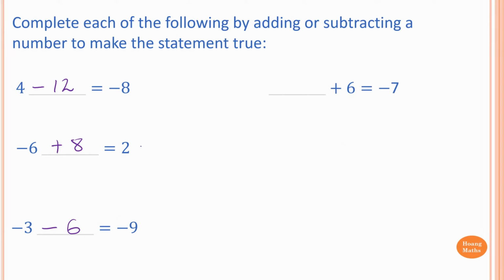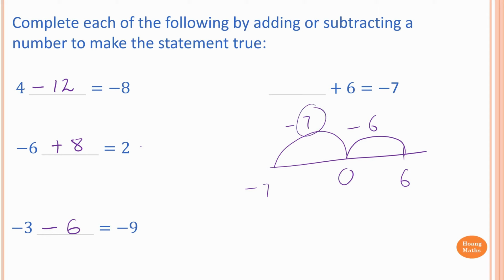Next one. So something plus 6 is equal to -7. Or you can start with 6 and then you end at -7. So 6 is here. So you move to the left 6 units. So -6 gives me 0. And you move another 7 units. So that gives me -7. So you minus another 7. So altogether 7 plus 6 is 13. So in other words, minus 13 or -13.